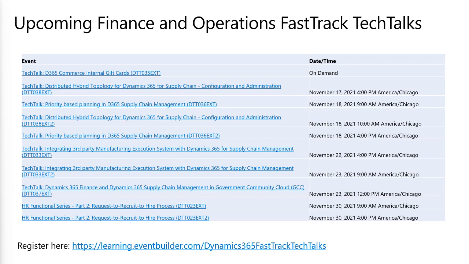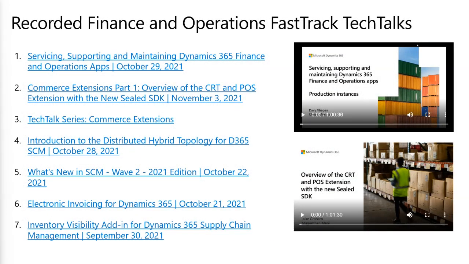These are the recorded Fast Track sessions. If you missed any and you want to go back and consume that data, these are the links to those sessions. There are some great ones on commerce recently and some that are coming up in the future. Also, one does a great job of talking about the inventory visibility add-in, which allows you to expose the on-hand quantities of inventory in finance and operations outside of finance and operations. That also allows you to bring in external data so you can get a full view. I encourage you to go out and check those out. Great sessions and a lot of good content out there.